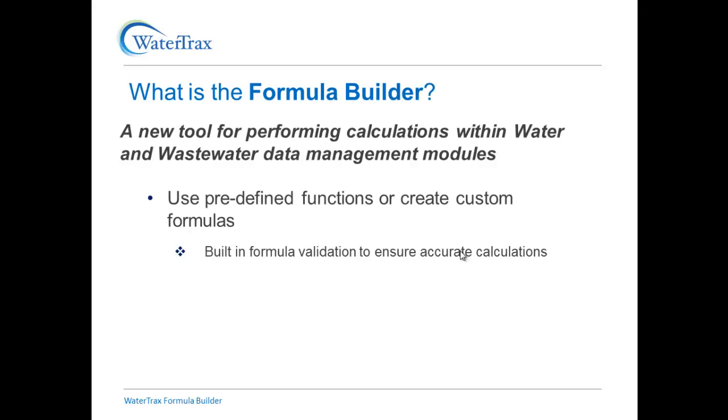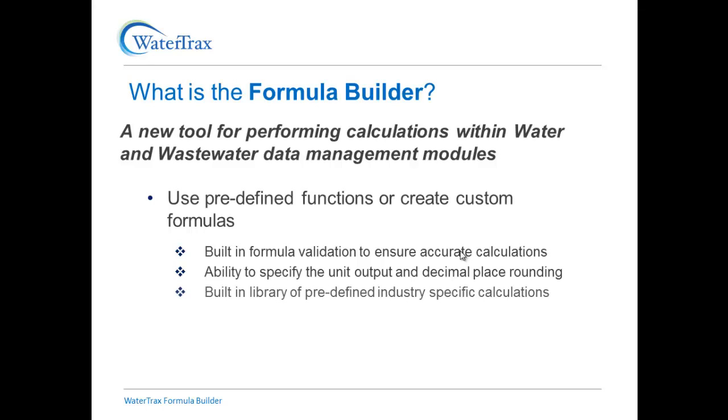Some of the key features of this tool include a formula validation mechanism to ensure your formulas are valid and are mapped to the correct measurements in WaterTrax, having the flexibility to specify the unit output and the decimal place rounding of your results, having a built-in library of predefined functions, and because the tool is embedded in the WaterTrax application, the values being used in the calculations are drawn from existing measurements in WaterTrax that regularly receive data from your laboratories.